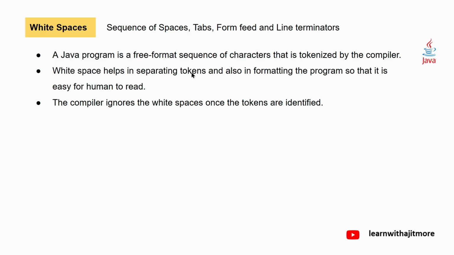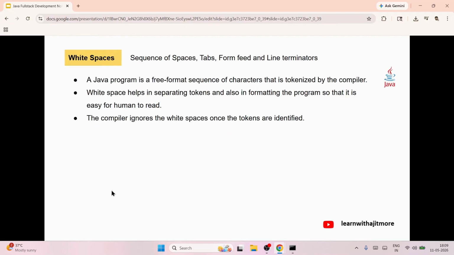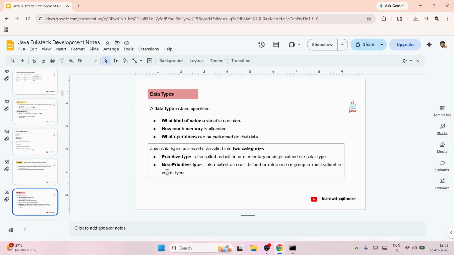So white spaces help in separating tokens and also in formatting the program so that it is easy for humans to read. Getting? So their purpose is only two. One, for making it more readable, and second, for tokenizing. Getting? So if you have any extra white spaces, anyway, they are going to get ignored. Okay? Then now we have to move with another important topic.